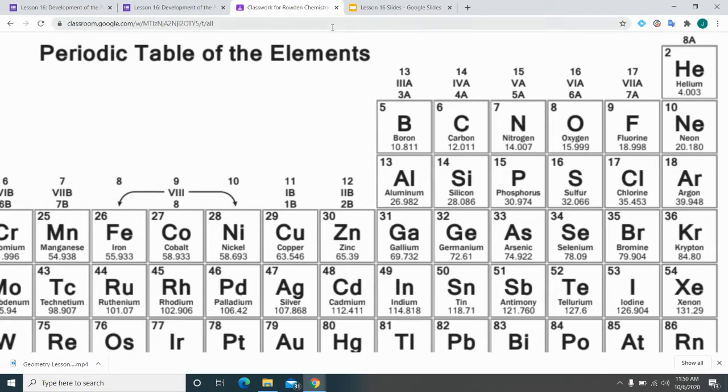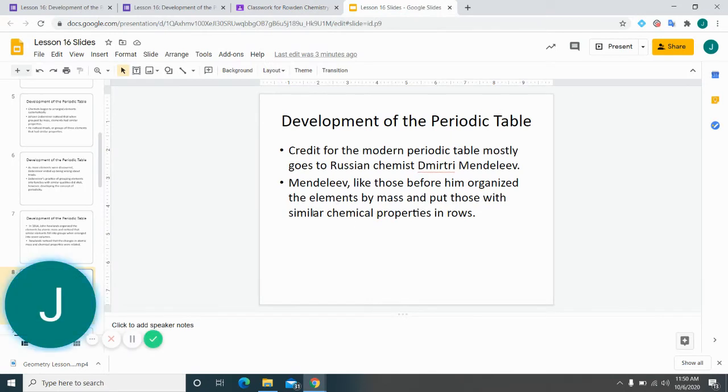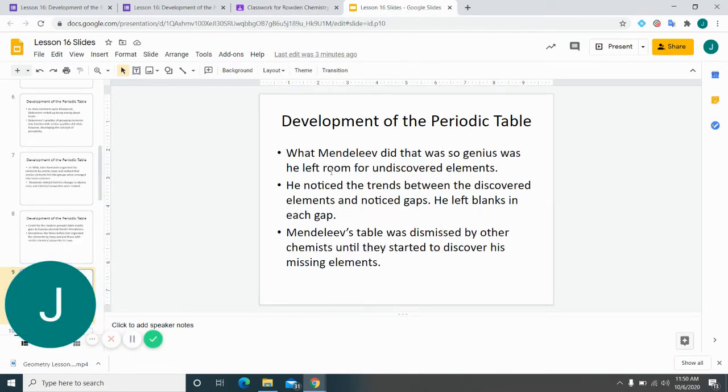So he made blank spaces to allow his patterns to work, because that is how it works, guys. The columns they all act similar. You can predict how and what an element's going to do based on the column it's in. And so he left blanks so that way his pattern of behavior wouldn't be messed up. So what he did is he left room for undiscovered elements, and he followed the trends and noticed gaps. And at first he was dismissed by other chemists, but they started discovering exactly what he was predicting.